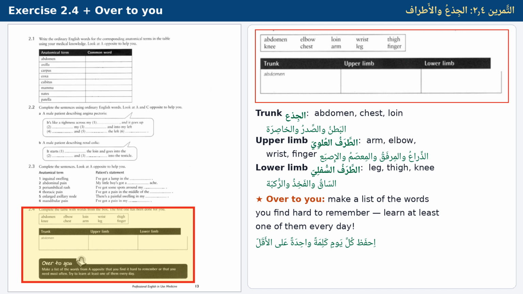Finally, over to you. Make a list of the words from this lesson that you find hard to remember or that you need most often. Try to learn at least one of them every day. احفظ كل يوم كلمة واحدة على الأقل.